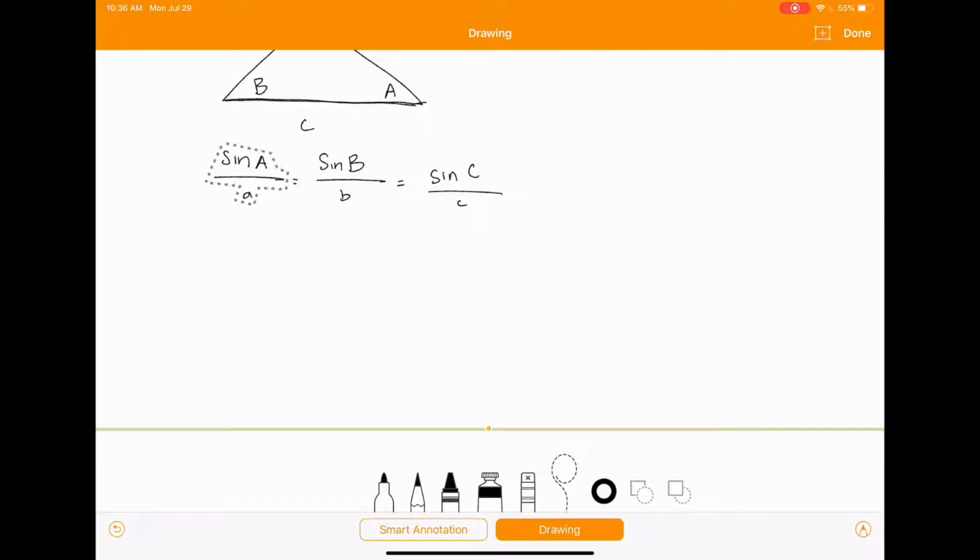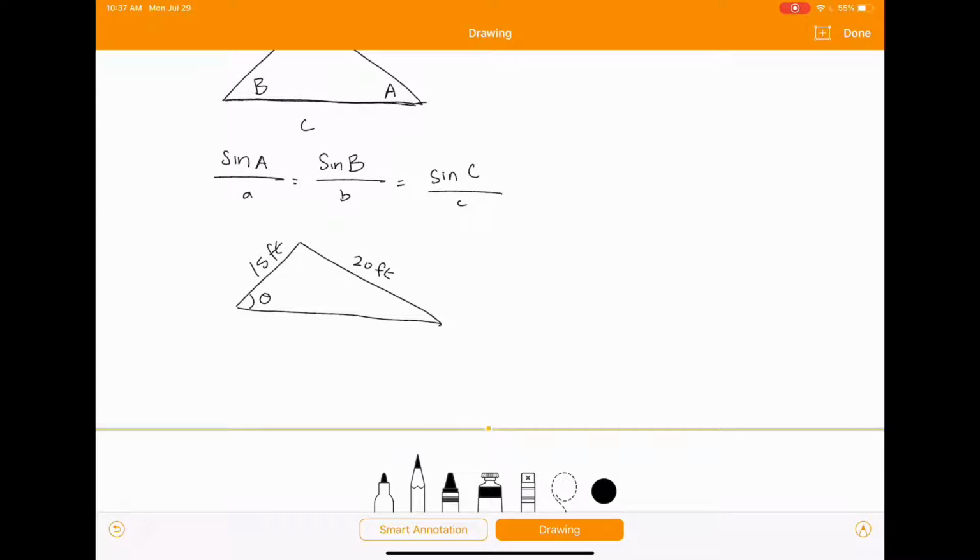So for example, if we had some triangle and we want to find this angle here, and we know this is 20 feet and this is 15 feet, then we can use the law of sines to figure out theta. If we know that this, let's just say this is 12 degrees.